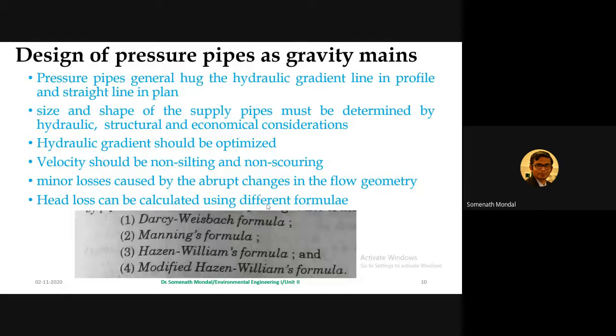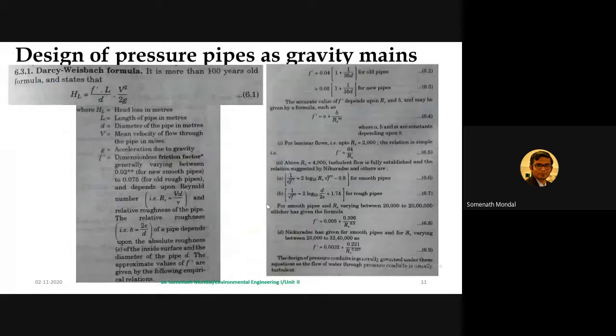Mostly, there are four important formulas which are used to calculate the head loss due to friction. Now the first one is the Darcy Weisbach formula. This is the most popular one and is most widely used. This formula has been performing very well as far as design is concerned for more than 100 years. So for the last 100 years, it has been utilized to calculate the overall head loss.